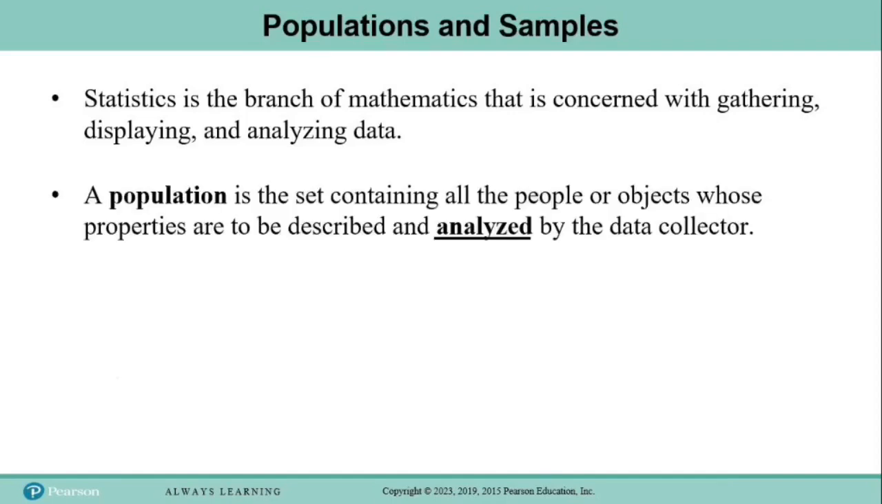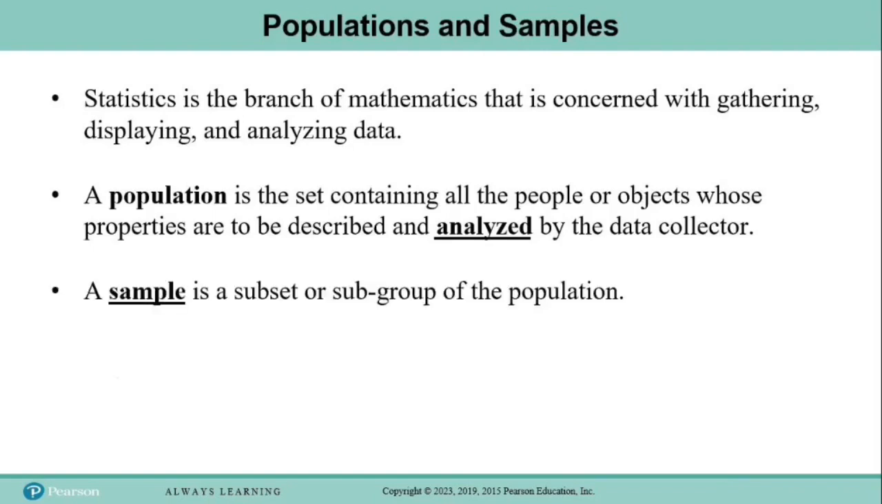Now, usually in statistics, we're trying to find out something about a population. So what is a population? A population is the set containing all the people or objects whose properties are to be described and analyzed by the data collector. So, for example, we might want to find the average height of all 8-year-olds in the United States. And so all the 8-year-olds in the United States would be our population. Or we might want to find the average income of teachers who have 10 years of experience in Mississippi. And so in that case, our population would be teachers who have 10 years of experience in Mississippi. So that's what we mean by a population.